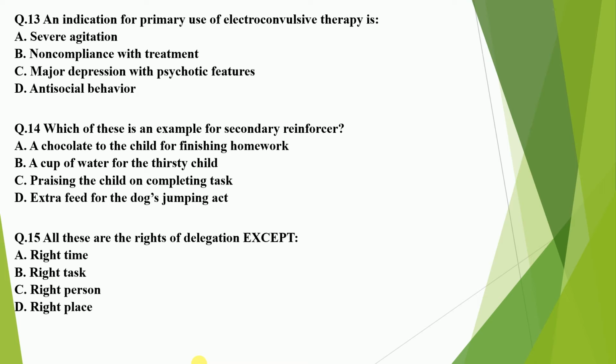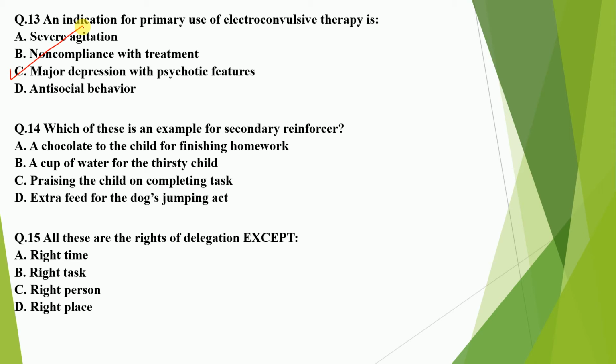Next, an indication for primary use of ECT is A, severe agitation. B, non-compliance with treatment. C, major depression with psychotic features. Option D, antisocial behavior. Correct answer is option C, major depression with psychotic features.